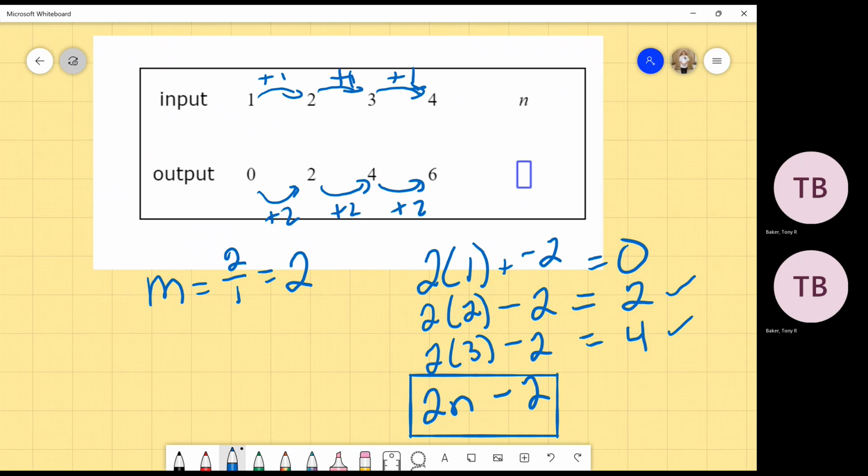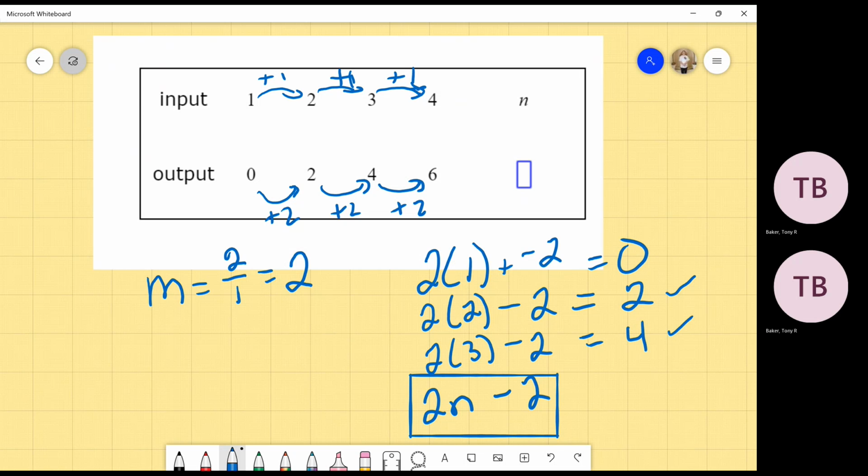I didn't have to do it. You could. It'll come out to be the same. 2 times 4 is 8. Minus 2 is 6. The key is you're looking for the pattern. So once you find the pattern, put it. You're done. So I do a couple of them just to check and make sure you're not wrong, that you have the right pattern.